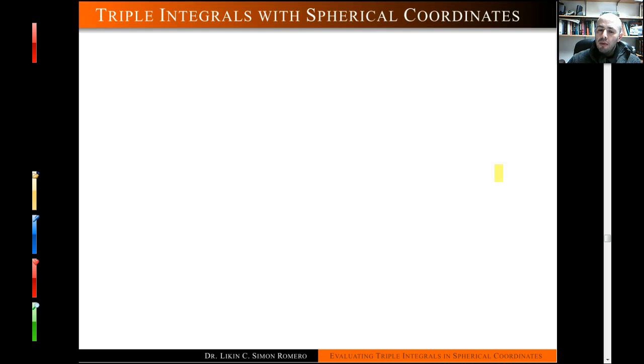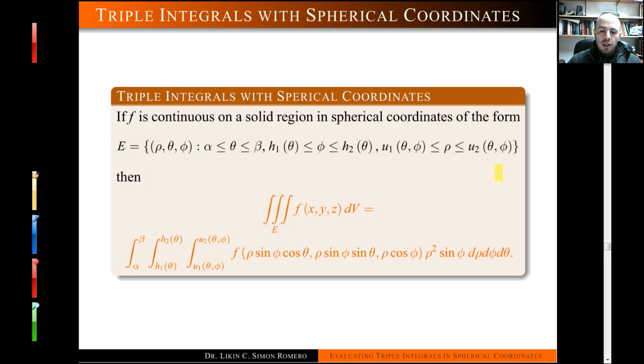One other thing that I want you to check out is triple integrals with spherical coordinates once your region is not a spherical wedge. So suppose now that you have that theta moves between a number and a number, phi moves between two functions that depend on theta, and rho moves between two functions that depend on phi and theta. And this is usually the case for these particular regions. So the thing that we're going to do is more or less the same.